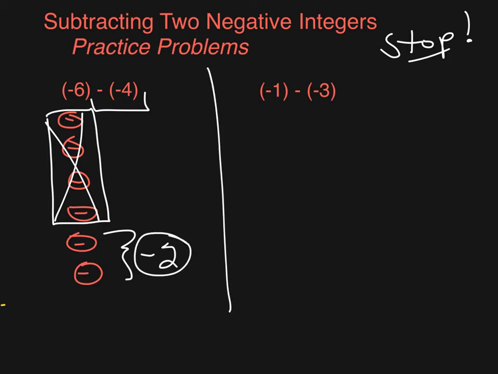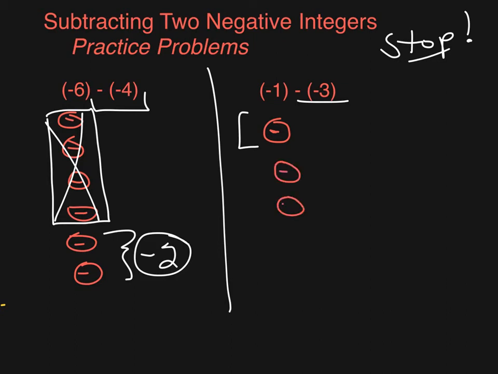Okay, let's take a look at this next one. This says I've got -1, take away -3. So there's my -1, my 1 negative chip. I need to take away 3 negative chips. I've only got 1. That means I need 2 more.